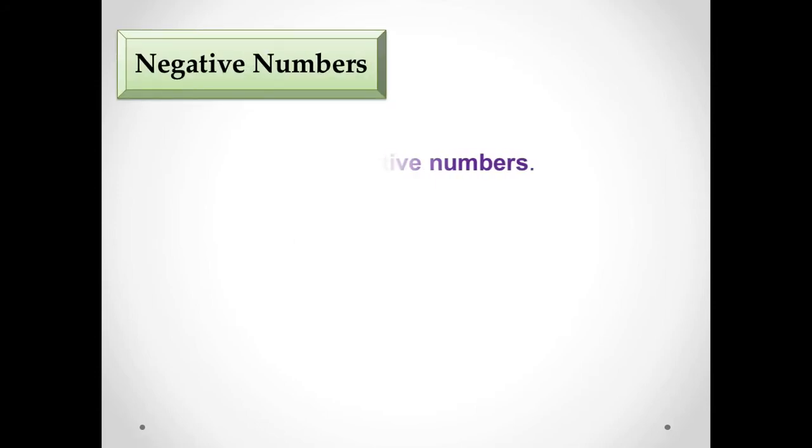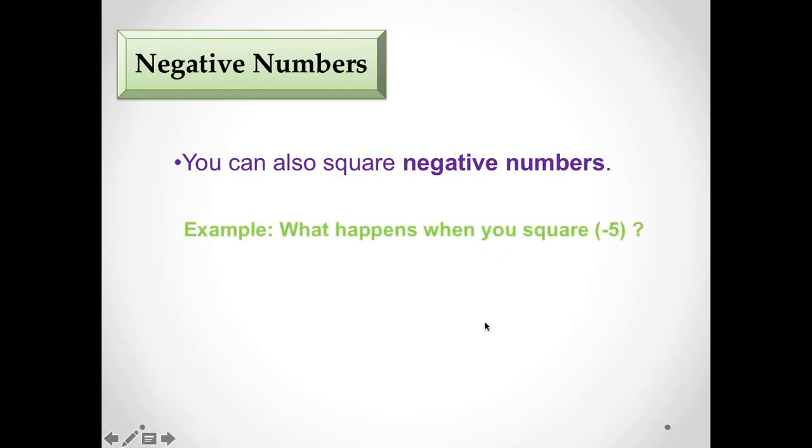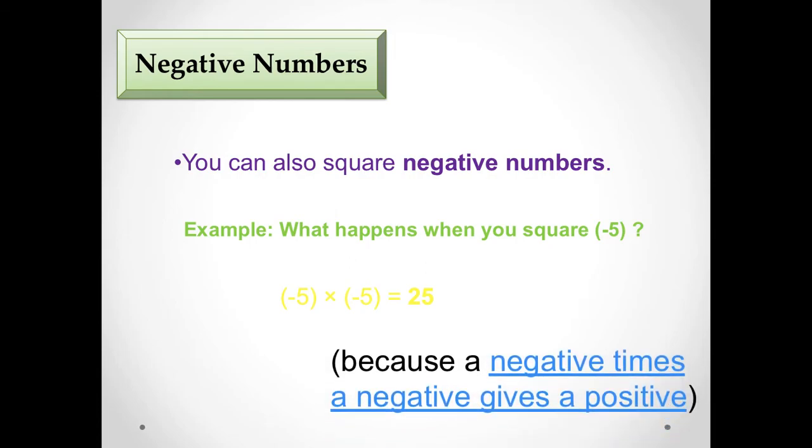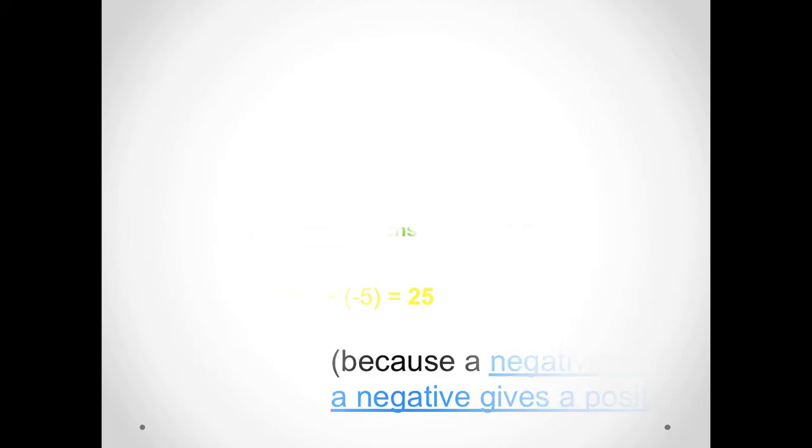Now what about negative numbers when we multiply the negative squares? You can also square the negative numbers. Example, here we have a number as negative 5. How can we square it? How can we multiply 2 times? So negative 5 will be multiplied with negative 5. What is the rule for multiplying negative signs? It will change into a positive sign. So we'll get 25. Because a negative times a negative gives a positive.